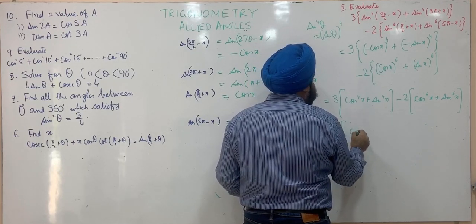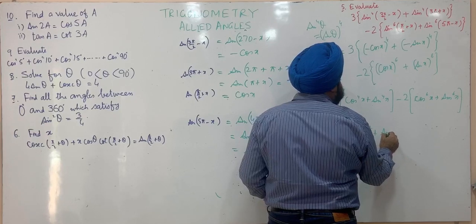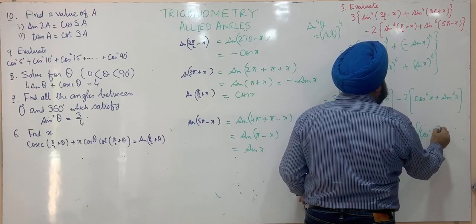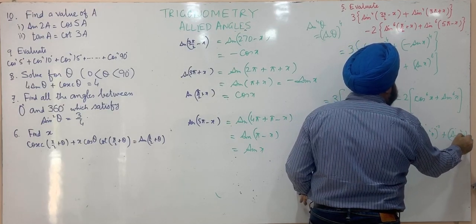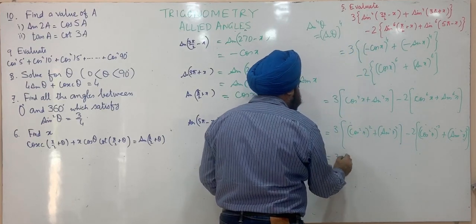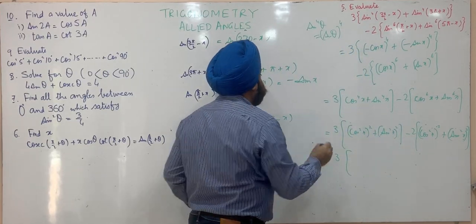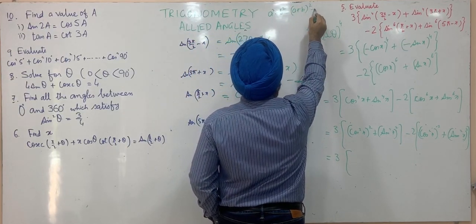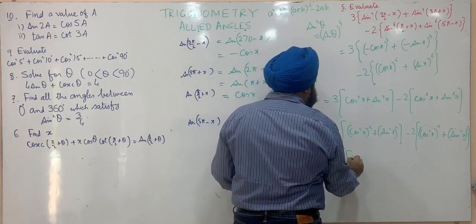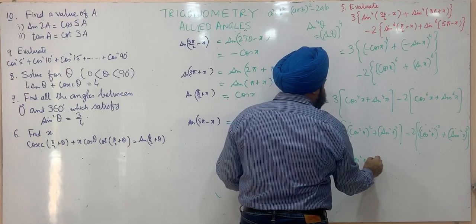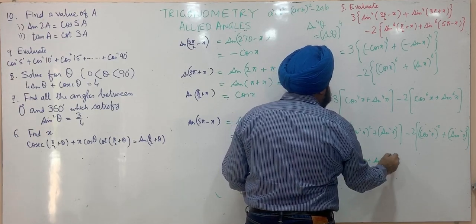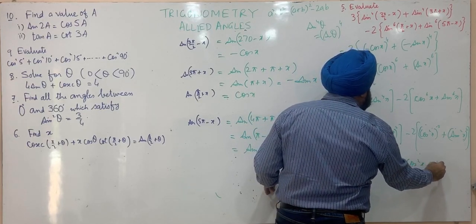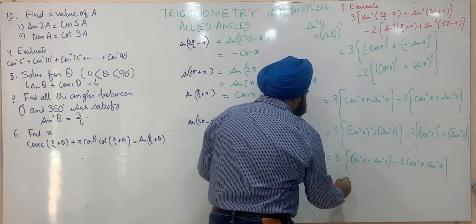This is cos square of x whole square plus sine square of x whole square. This is cos square of x whole cube plus sine square of x whole cube. This is 3 times a square plus b square, and a square plus b square is a plus b whole square minus 2ab. So it's cos square of x plus sine square of x whole square minus 2 cos square of x into sine square of x, and this is minus 2.